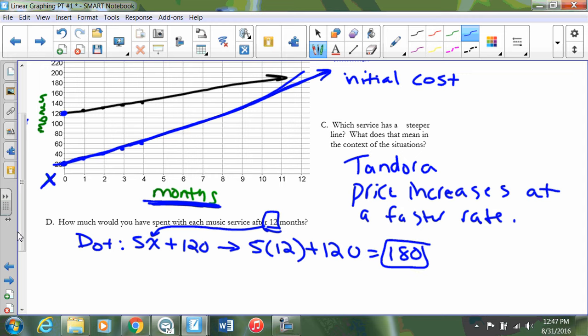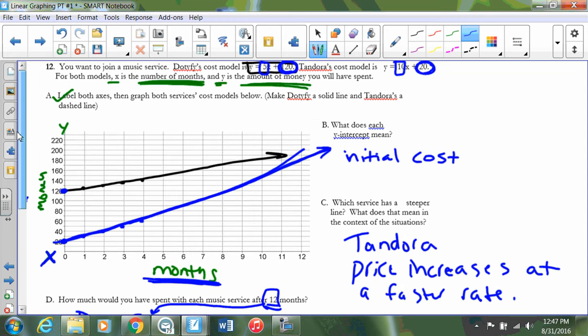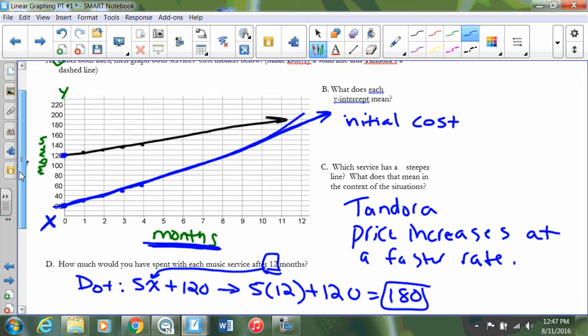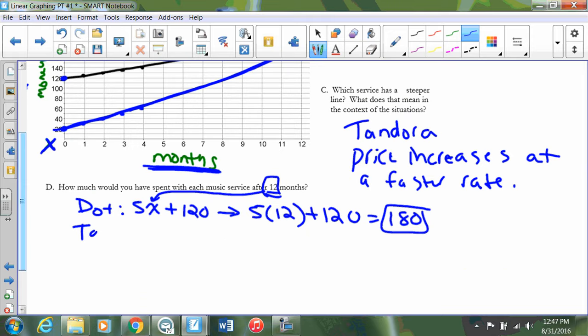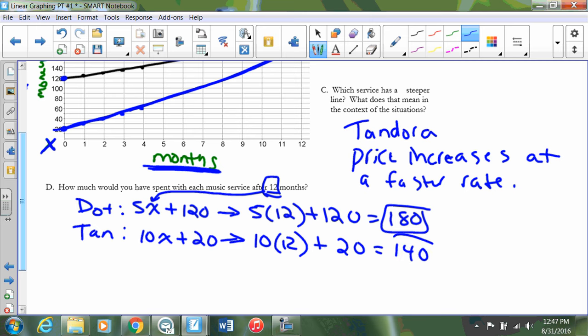And then if we do Tandora's, it's 10x plus 20. So we're going to plug in the 12 there. Okay, and there you go.